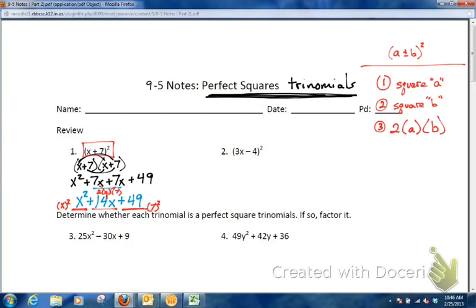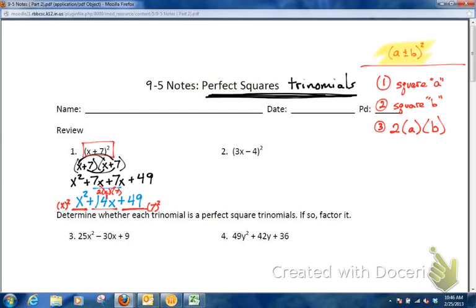So if you need to, pause your video, copy down what I have on the right there, which I'm saying will work for either a plus b or a minus b, does not matter. You will simply square your a, square your b, and then 2 times a times b to get that middle term. So we're going to move on to number 2. If you need to pause, pause.